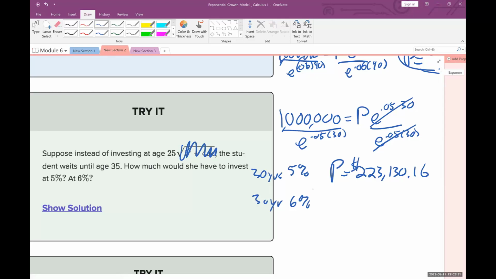This is a tool, most of your calculators will have this. So you can go up and highlight the previous entry and just change what you need to change. I'll change that to 6%. And for that one, I get $165,298.89. Okay.